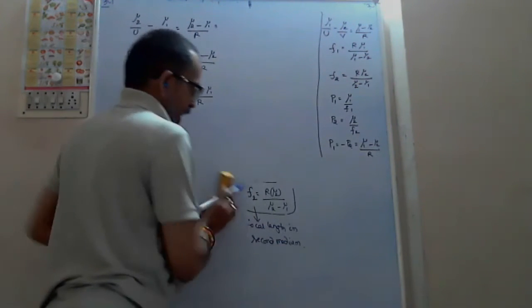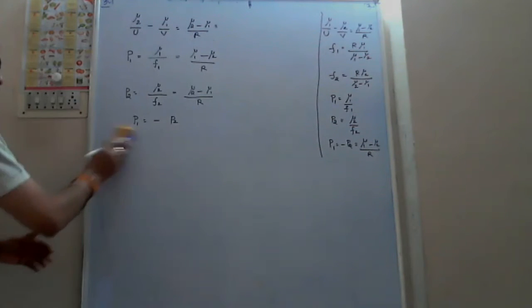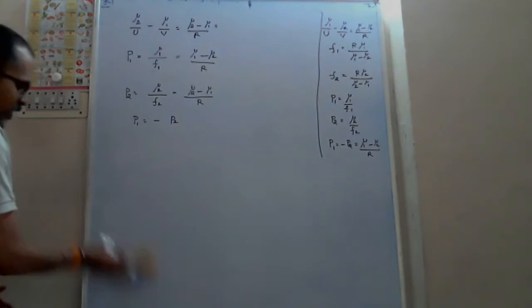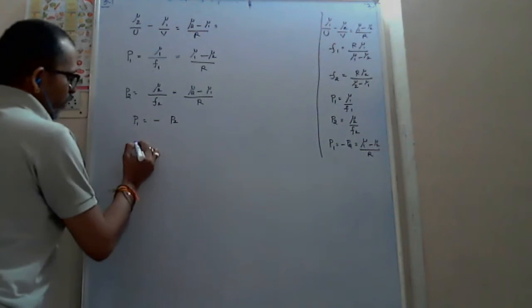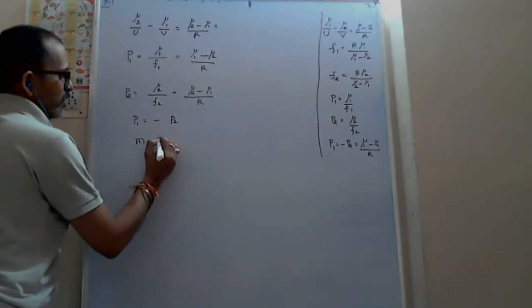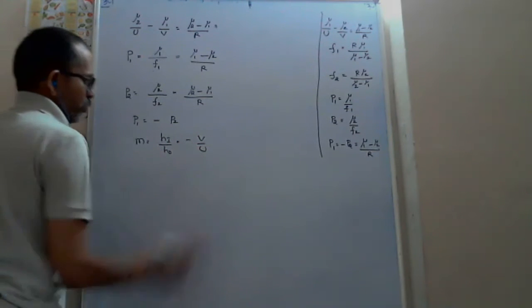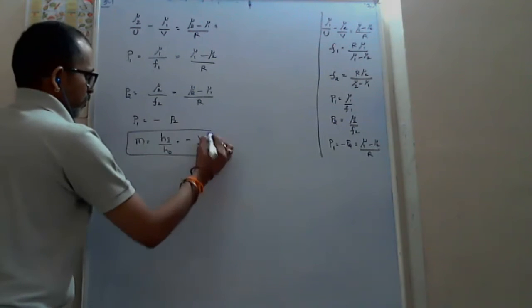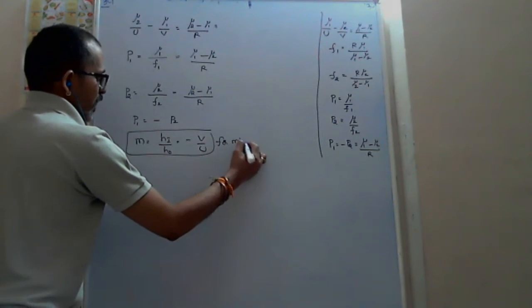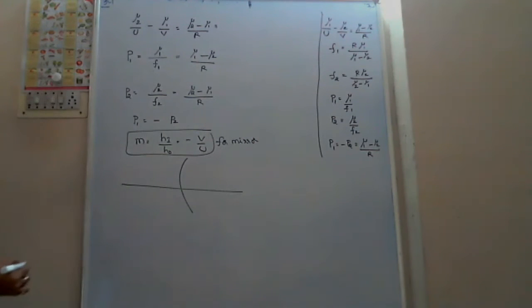And finally, in this concept of refraction at a single surface, what will be the magnification? If I ask for a mirror, I think you immediately say HI by HO, that is equal to minus V by U. This is for the mirror. Then for a single spherical surface, what is the magnification?